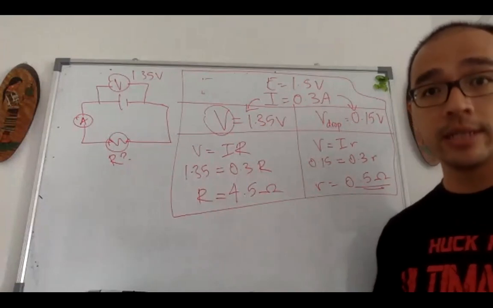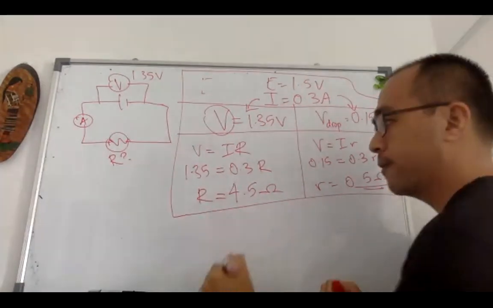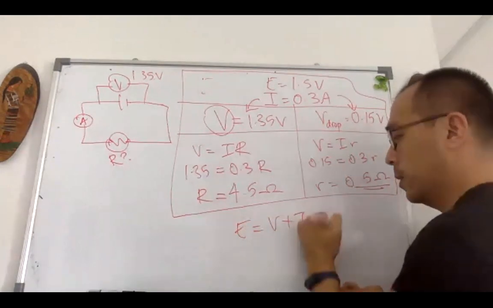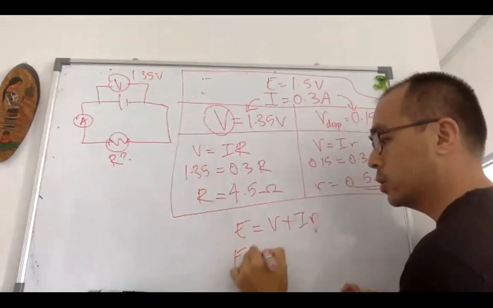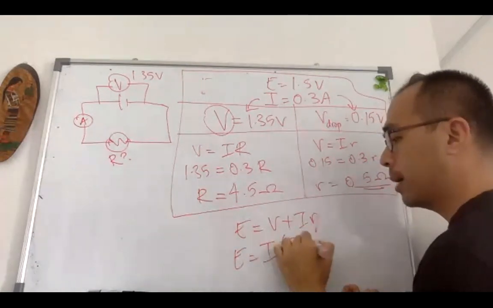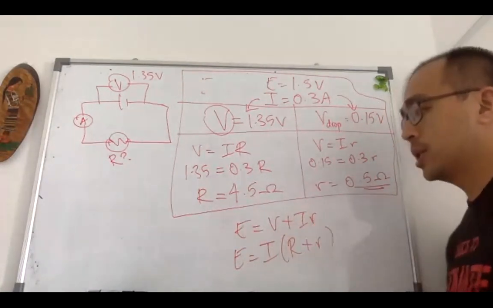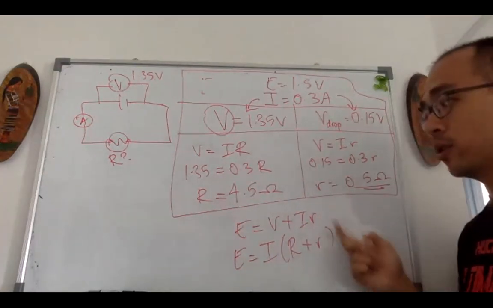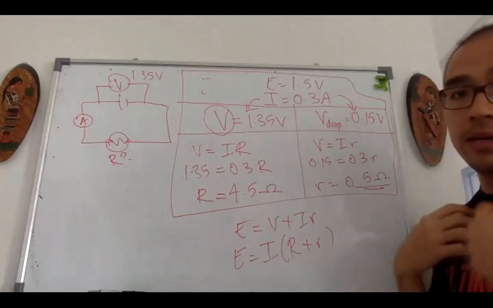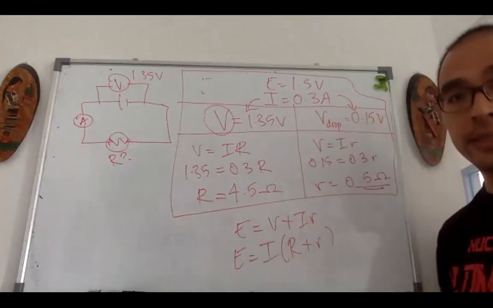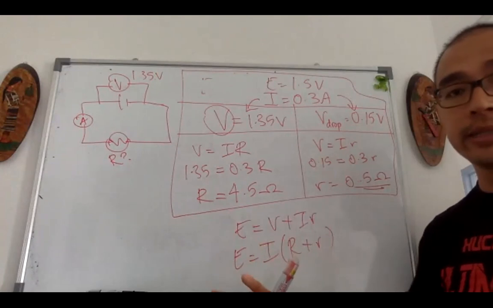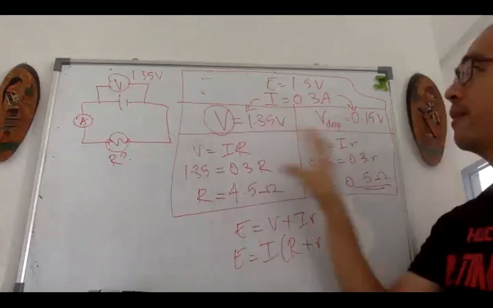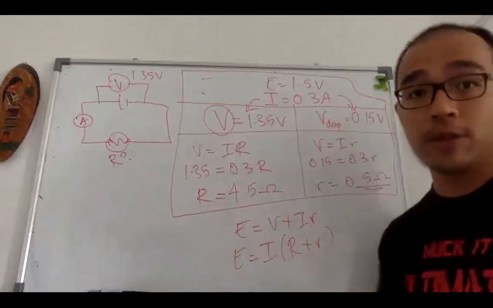I know a lot of people will teach you the formula E equals V plus Ir, or E equals I times big R plus small r. Honestly, I think it's very confusing, because I don't know when to use which one. For me, it's always easier to count the voltage drop first. Once I have the voltage drop, I have everything else. It's up to you, I'm not forcing you to follow my way, but I find that when I put it in the table, it's easier to understand.